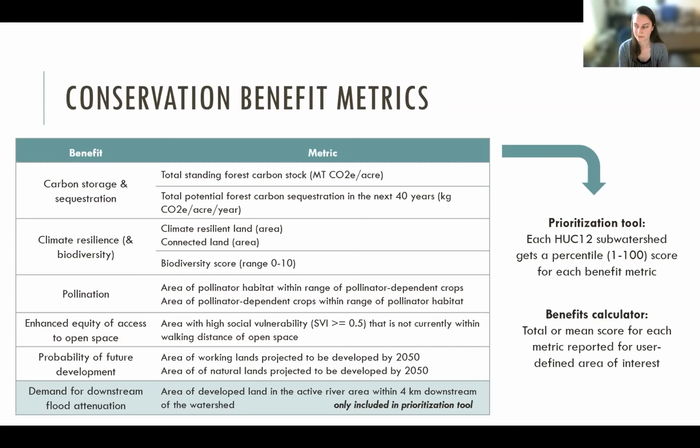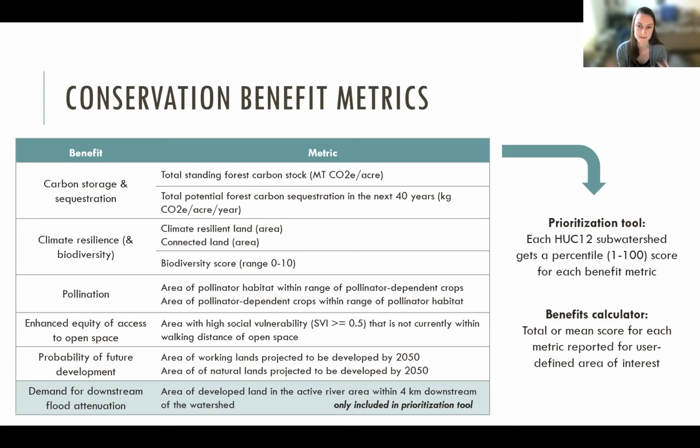So other than that downstream flood attenuation metric, all of the other data sets feed into both of the tools, but the information is treated differently in the 2 tools. In the prioritization tool, we're combining information from multiple metrics to get an overall score that's used in the prioritization.